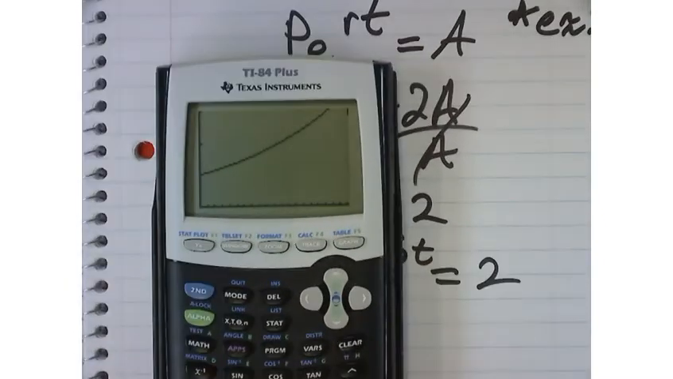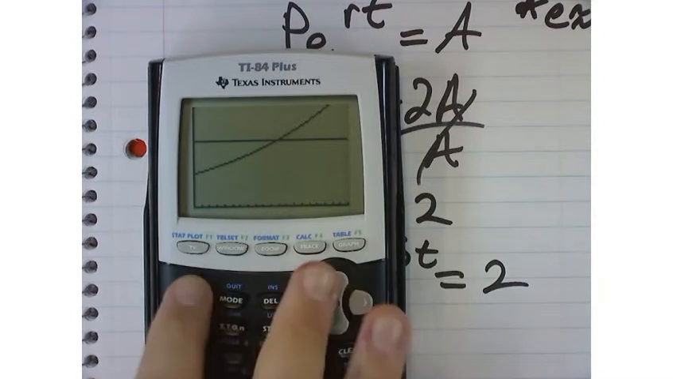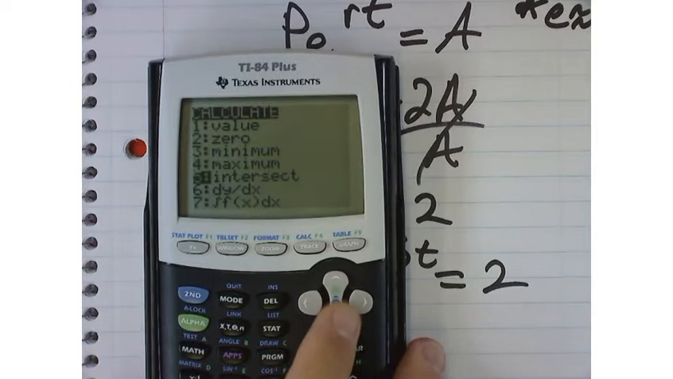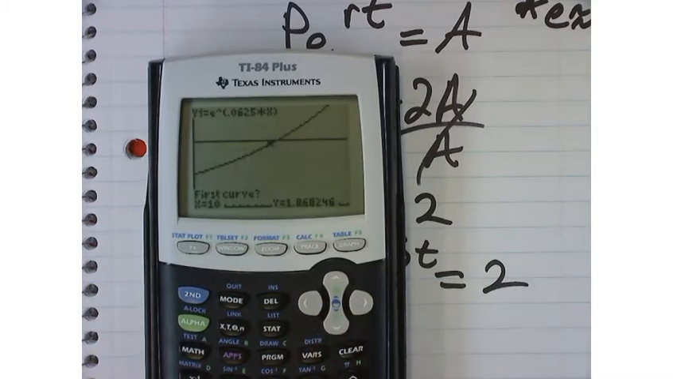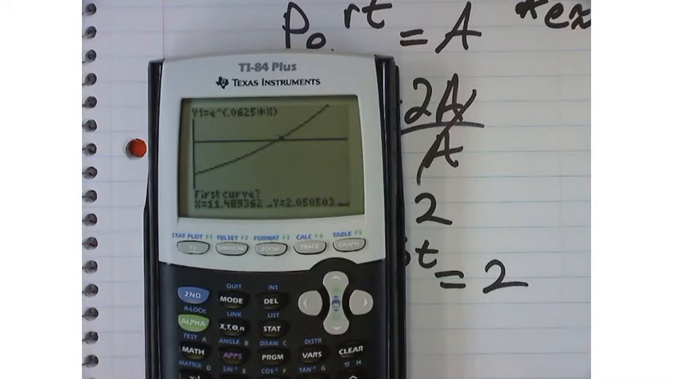And you might say, well, Mr. Adams, it doesn't change much. Well, it does a little bit. So again, I'm going to hit second, calc, come down to my intersect option, get the cursor as close as I can to the intersection for all. It'll say first curve, second curve, guess. And now it's 11.09, which if you round off is still 11.1. But it's a little bit sooner, okay?